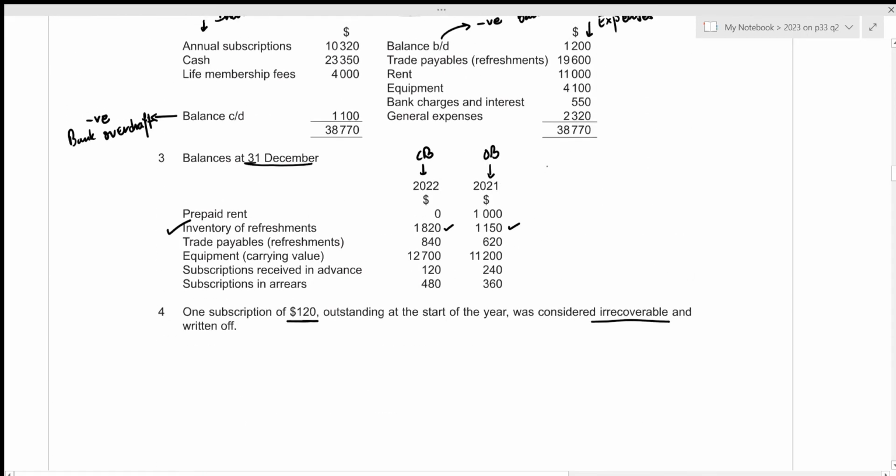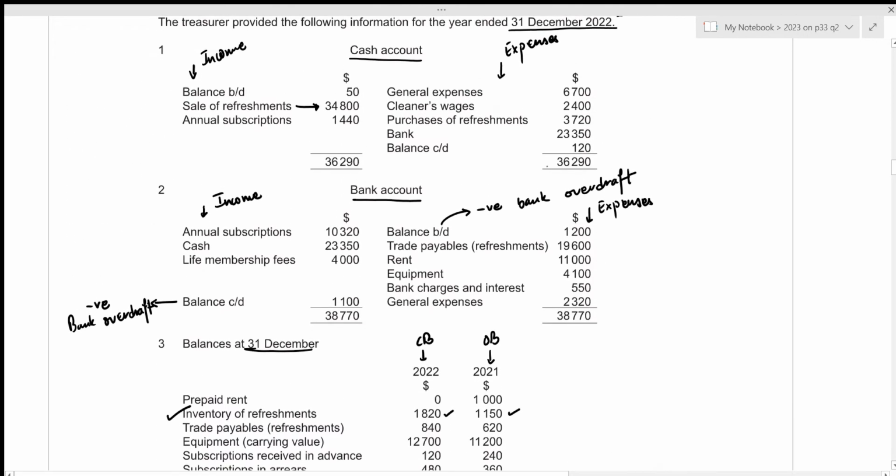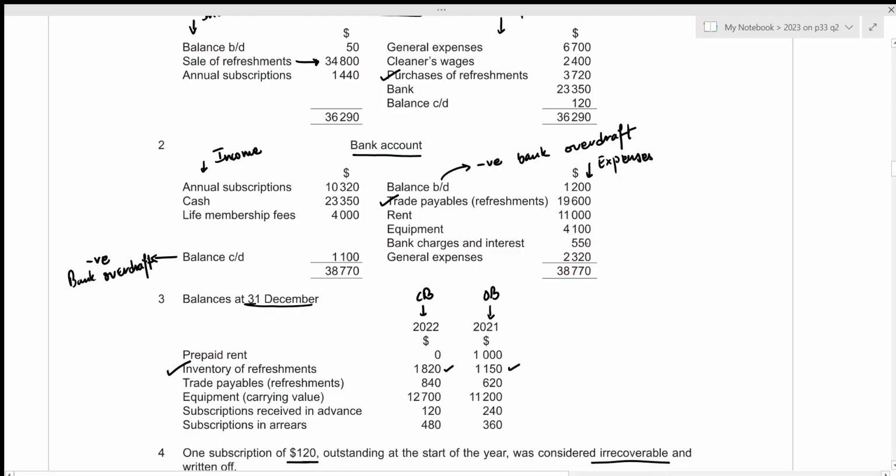Now for purchases, we need to look for the expenses, because while making purchases of refreshments, we have to pay for it, right? So the purchases of refreshments is right here within the cash account. So we paid 3,720. Then we have trade payables of refreshments. Again, this is the payment made through our bank account. And we need to make an adjustment for the trade payables given right here.